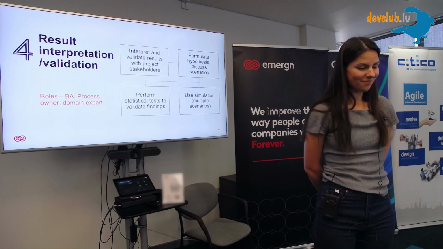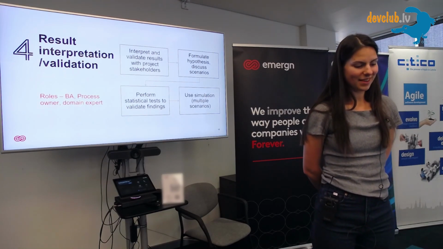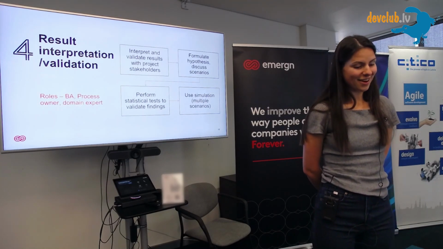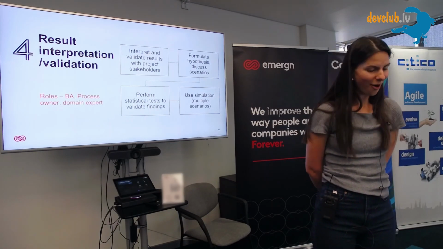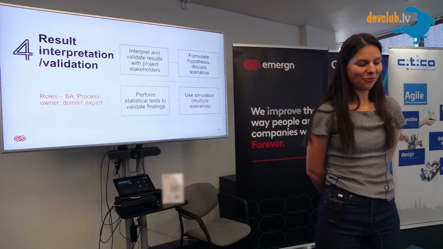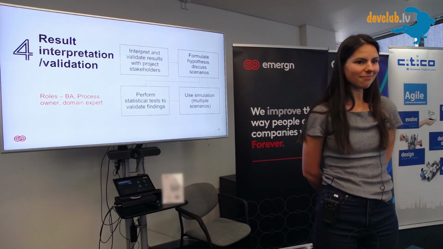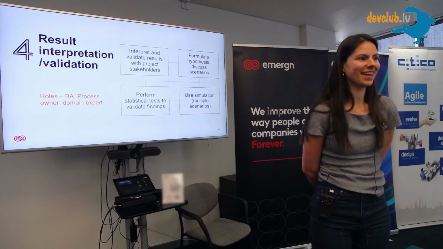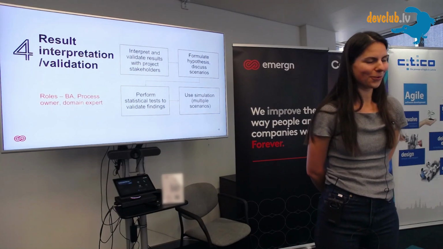Step number 4 is the result interpretation and validation, where business analysts as well as process owners are involved, and they are trying to interpret those results somehow, and of course formulate hypotheses. So we will find out some interesting things, and afterwards we need to understand why they happened. It's a very crucial question, I would say.